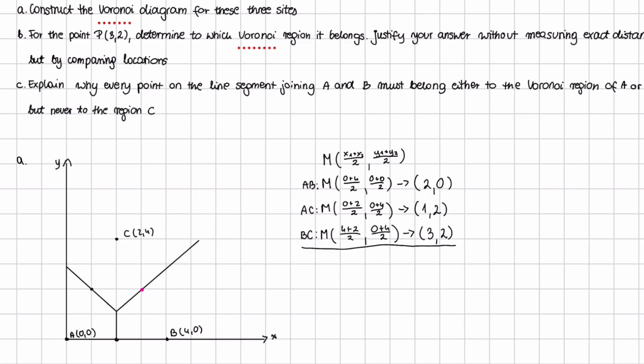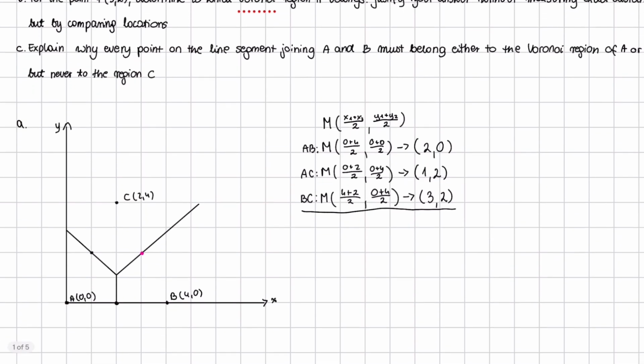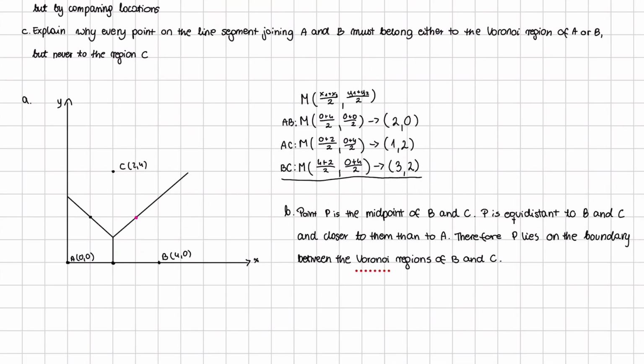So that's why our point P is equidistant to B and C. So this is the same distance from C to P and from B to P. And it's of course closer to B and C than to A. So we can say that P lies on the boundary between the Voronoi regions of B and C. So that's our answer.